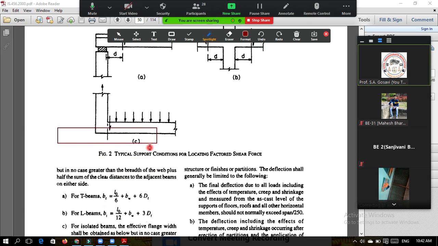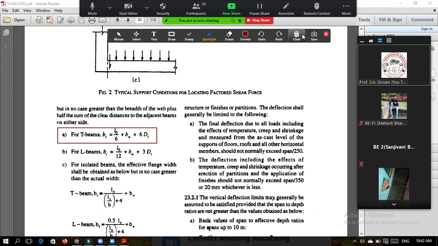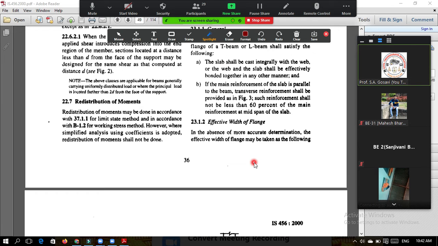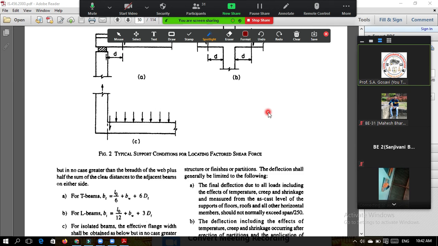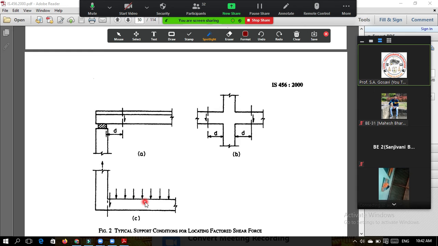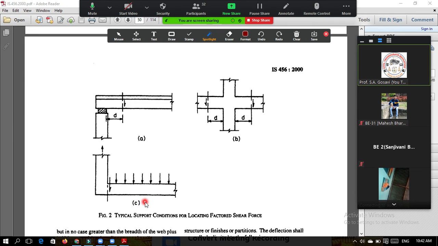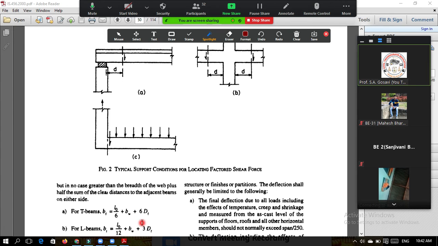This formula is given in clause number 23.1.2. Okay, determining the effective width of flange. So there is no need to learn this formula by heart. You have this formula in the IS code on page number 37, clause number 23.1.2. So we are going to use this formula to calculate the width of the flange, as it is not directly given in the problem.